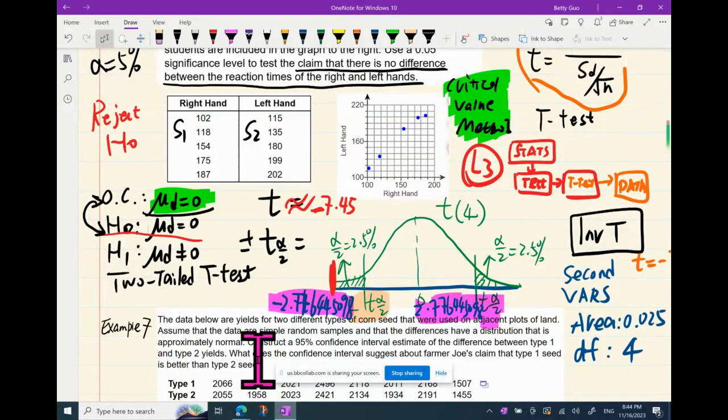It is very tiny, 0.0017, which is less than the significance level. So we reject the null. We would have the same answer.